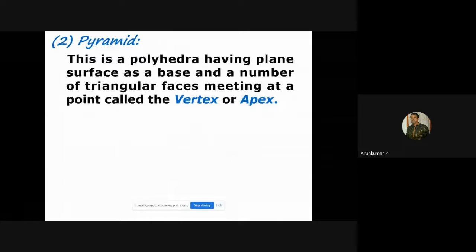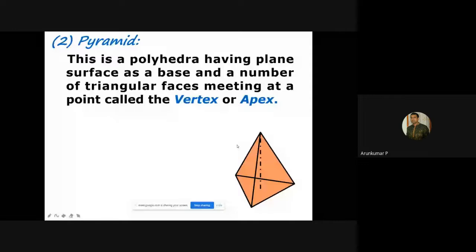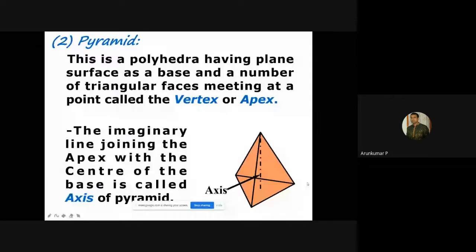So that means a polygon, say triangle, square, pentagon, or hexagon, would be the base. And the corners of the base would be joined to something at the top which is called the vertex or apex. So that makes a pyramid like this. If you see, these are the edges of the pyramid and these are the corners of the pyramid, that is the base, and they are joined to the topmost point which is called the vertex or the apex.